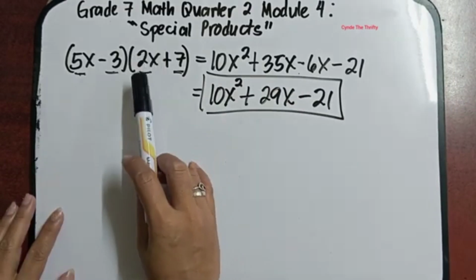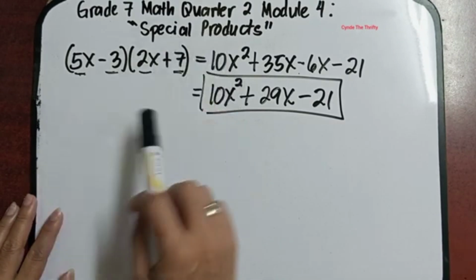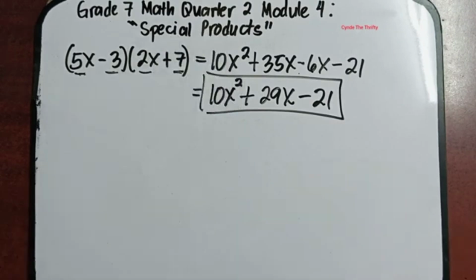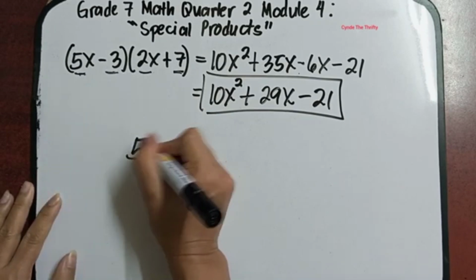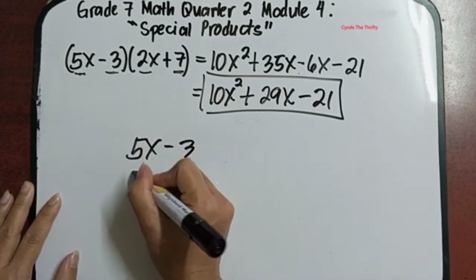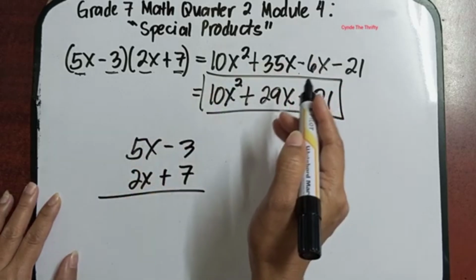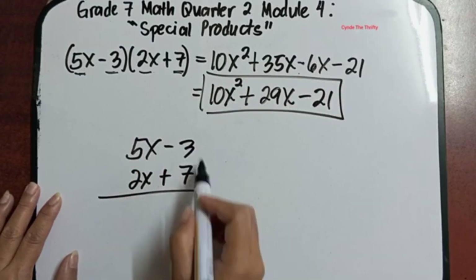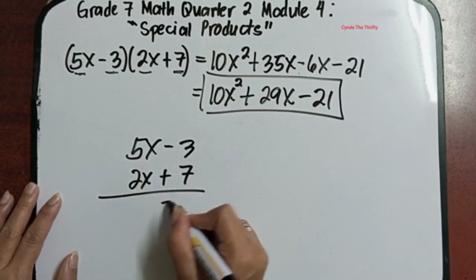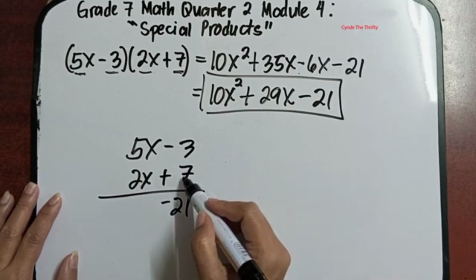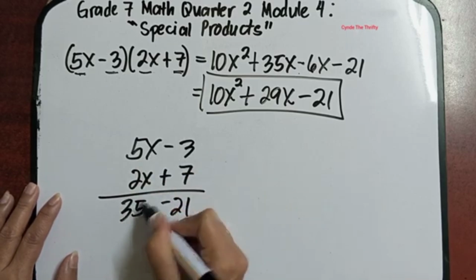Kapag i-multiply natin siya nang hindi natin alam kung ano yung special product, matatagalan tayo. Okay, papakita ko sa inyo kung paano natin i-multiply ito. Si (5x - 3) multiplied by (2x + 7). So kung hindi mo alam yung FOIL method, matatagalan ka kapag ganito ang gawin mo. So positive 7 times negative 3 is equal to negative 21. Positive 7 times 5x is equal to 35x.